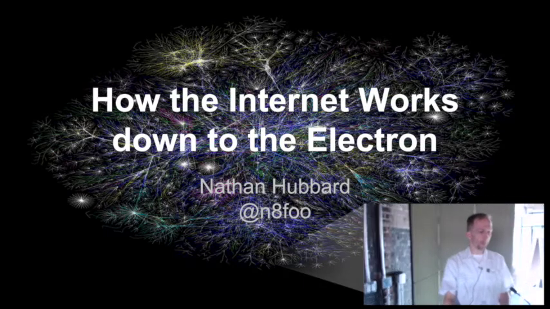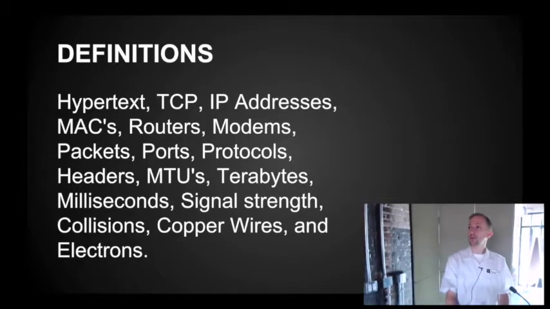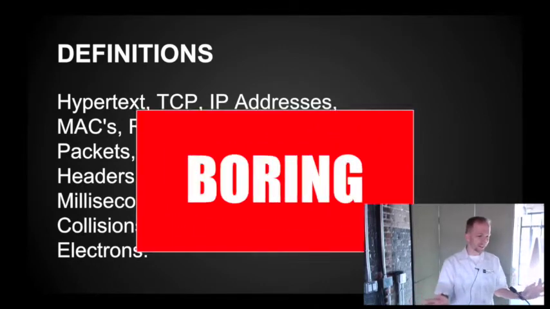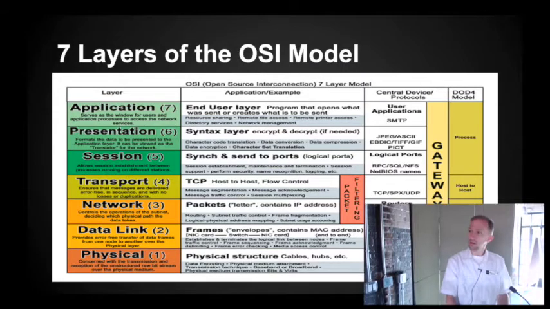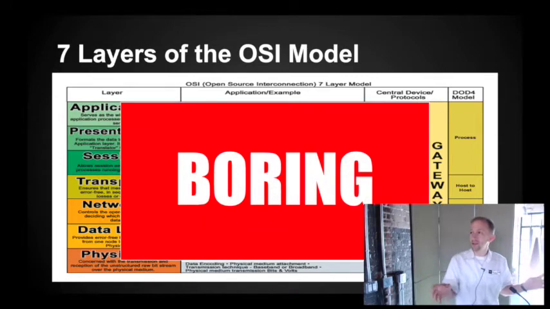All right. So let's talk about some definitions real quick. These are all the words you're definitely going to need to know. Super important. Whoa, those are boring. Let's not talk about any of those. Instead, we're going to talk about the 7 layers of the OSI model. This is something network engineers will tell you is also really boring. We don't need to talk about this either.